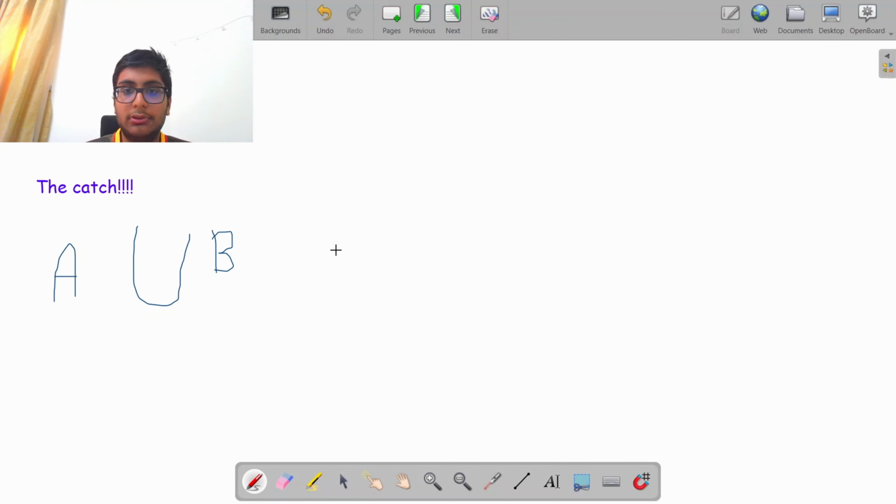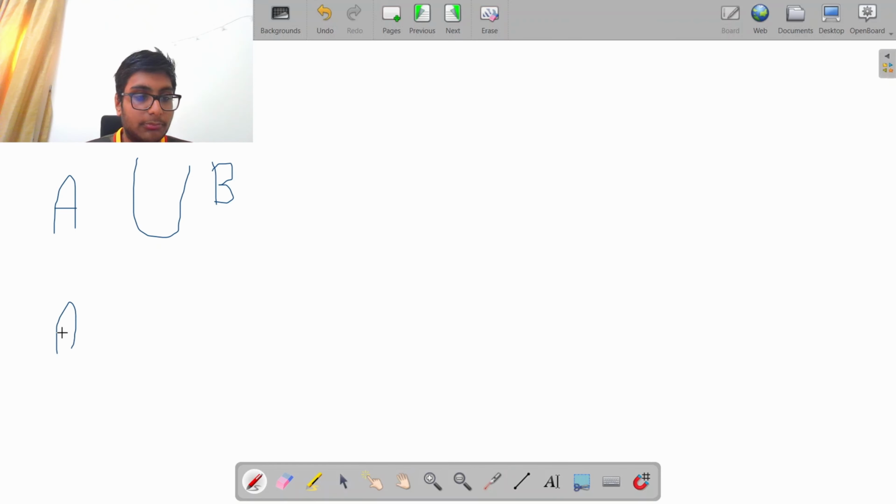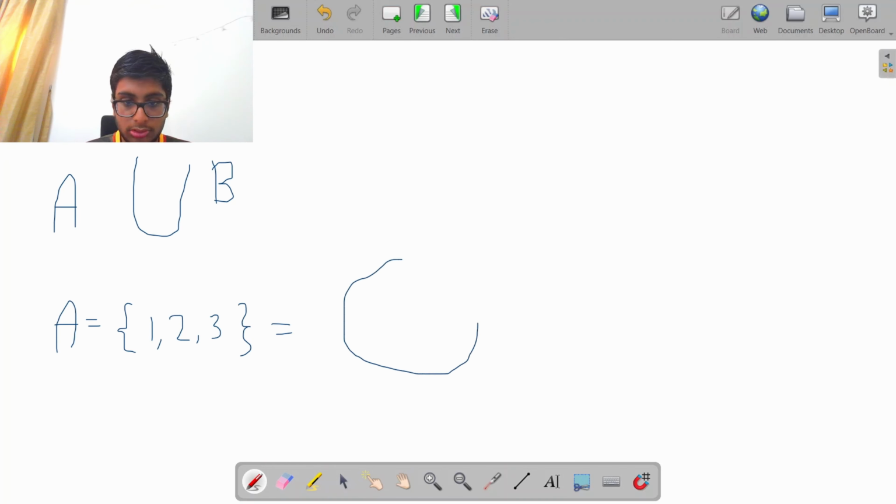So for example, let me take A, okay? And let us go step by step with each of the properties we know about this set. Let us take it as 1, 2, and 3. I can convert this into a group, like a circle, just for visual representation: 1, 2, and 3. Now we can have a B set that we have already chosen to be A, B, and C.